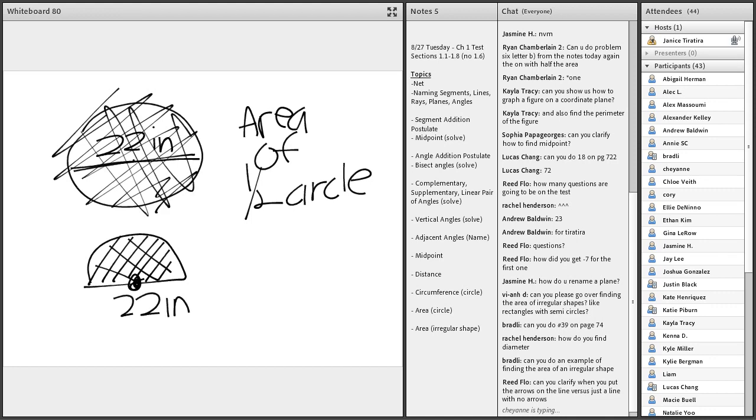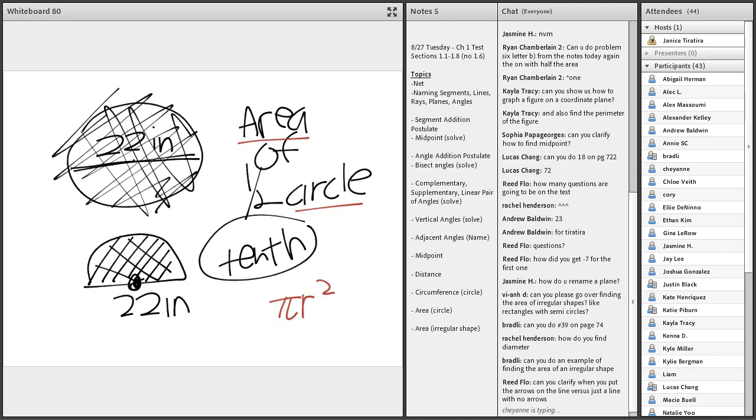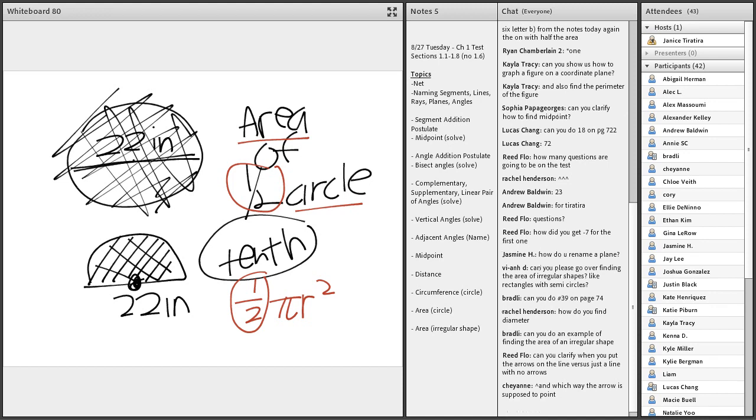So this is 22 inches. And let's say we want this in the nearest 10th place. We need a calculator, okay? So step 1, what's the formula of area of a circle? That's pi r squared. Step 2, what is half a circle? It's literally half of your answer.